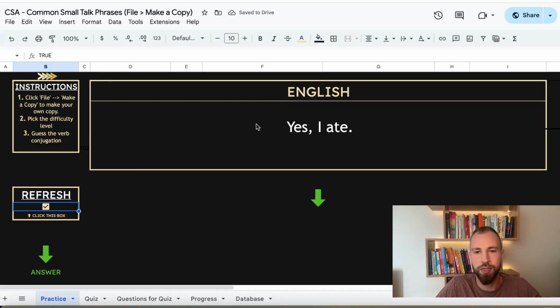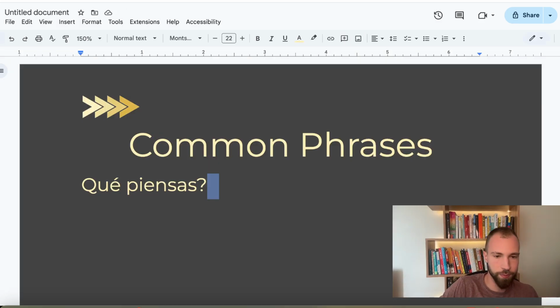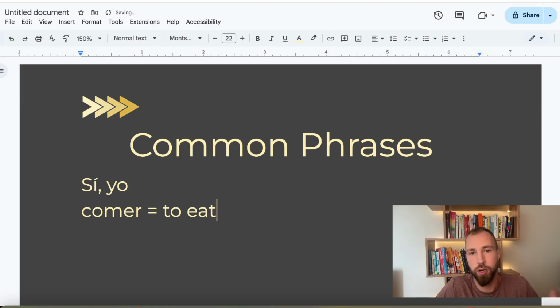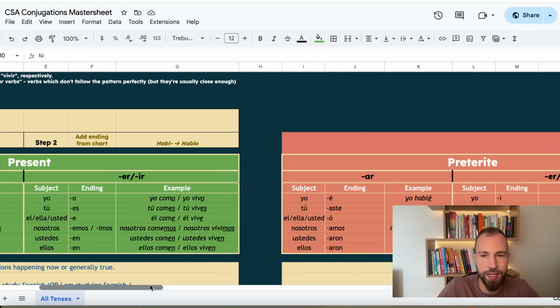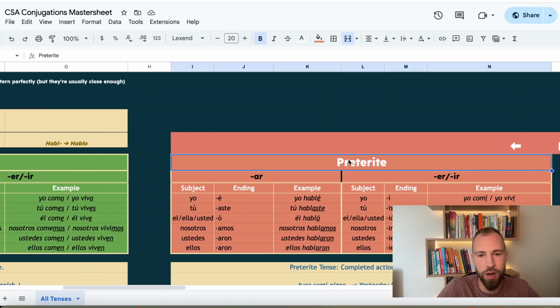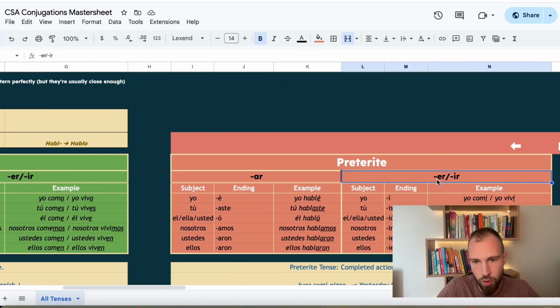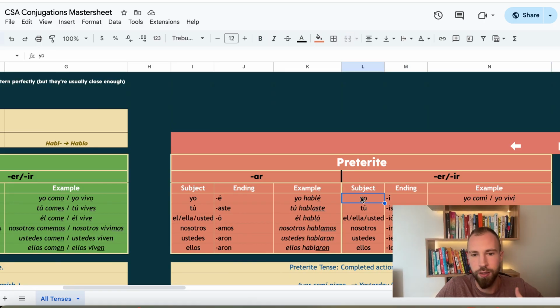Next, and don't worry about memorizing everything that we're going over. Just understand the process of how to understand what a phrase means. Yes, I ate. So I ate, we're not saying I eat in the present tense, we're saying I ate in the past tense. So yes is sí. Yo, and then comer is the verb for to eat. Again, not conjugated. So we have to go into the past tense here. This is the preterite past tense. So ER verb, comer. For yo, I ate. Yo comí. This is how you conjugate it. It's very small on your screen, but that's how it is.